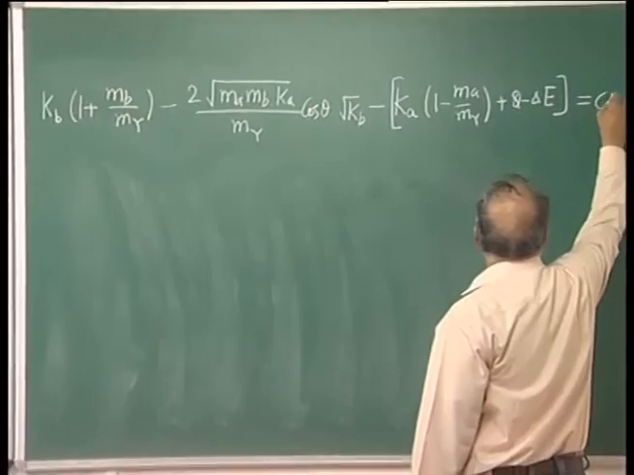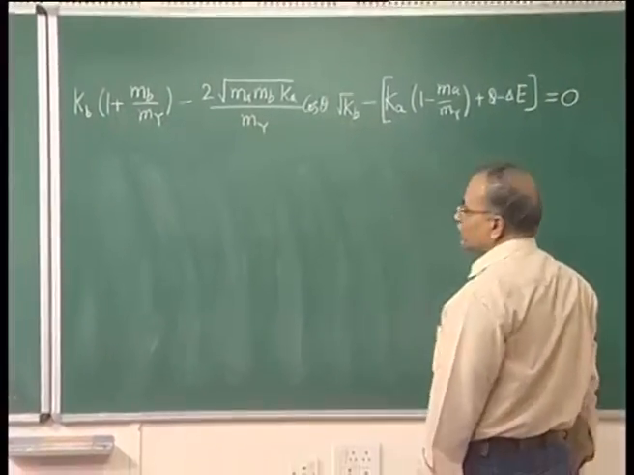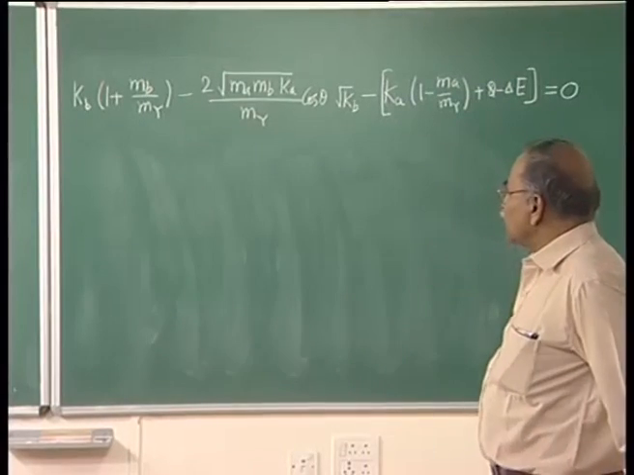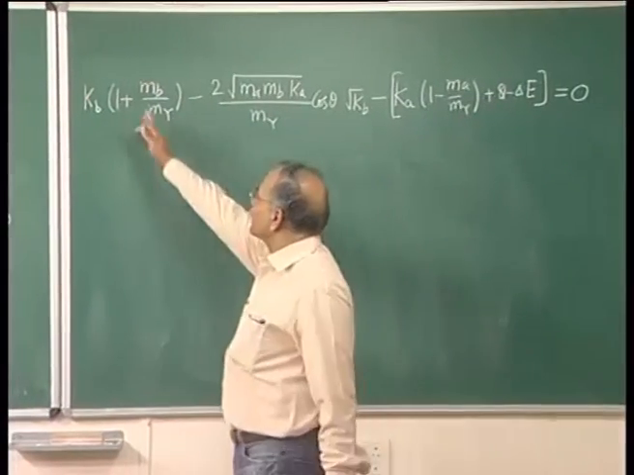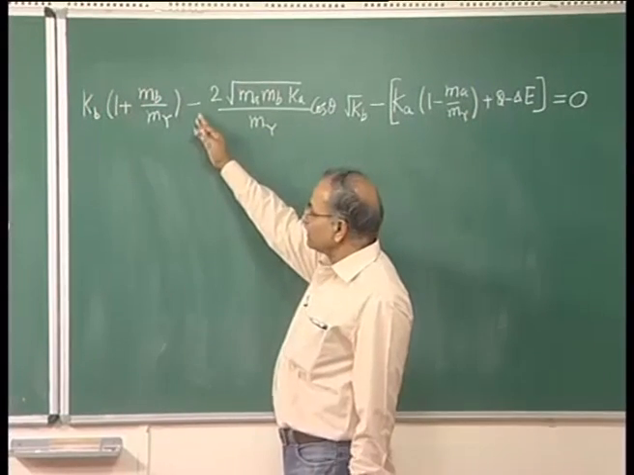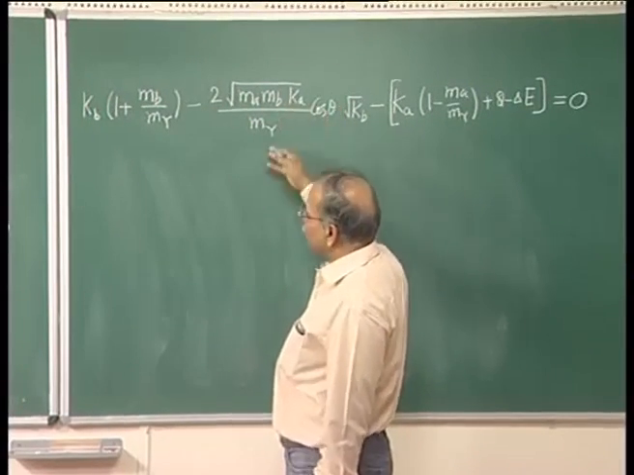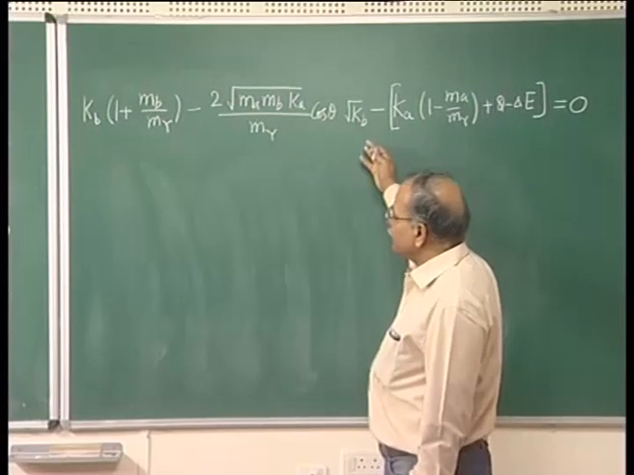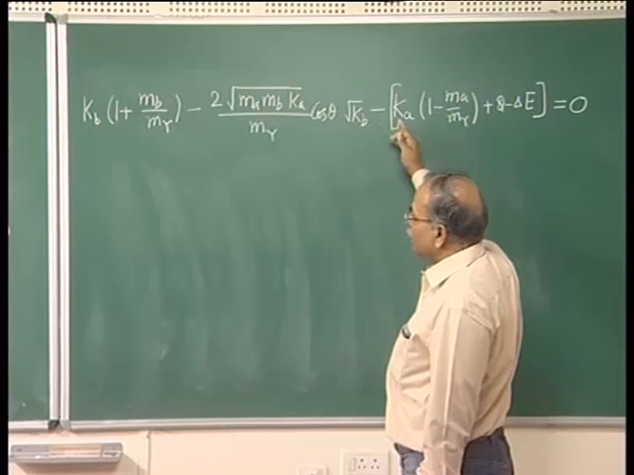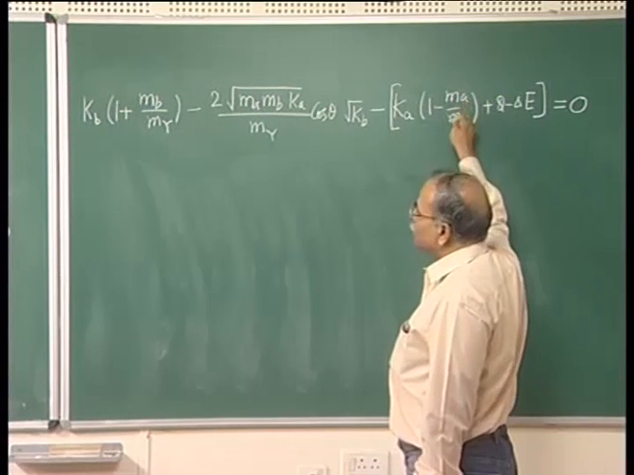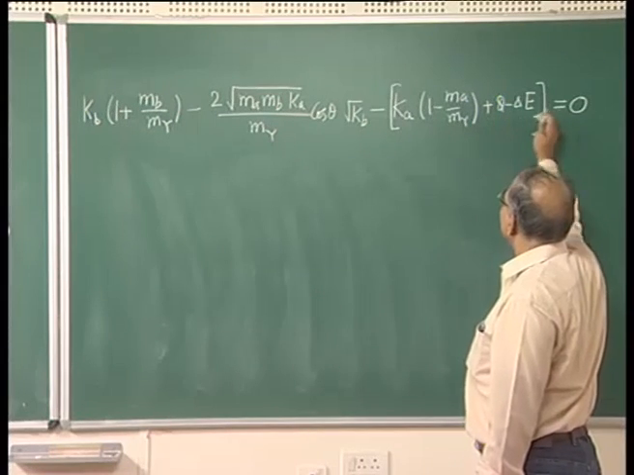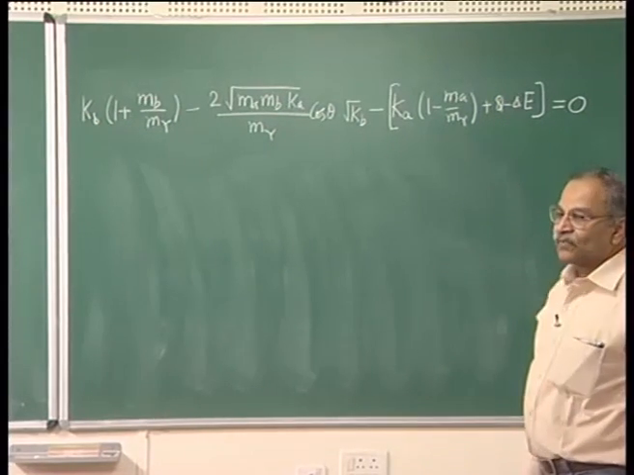This is equal to 0. Right. So, that is a standard quadratic equation format. So, square root of K_B squared is there. So, this is a x squared, and then plus b x. So, this is in place of b and then x, and then c is the rest of it. So, minus taken outside, K_A times (1 minus m_A by m_Y), and then since I have taken minus outside, it is plus Q minus delta E equal to 0.